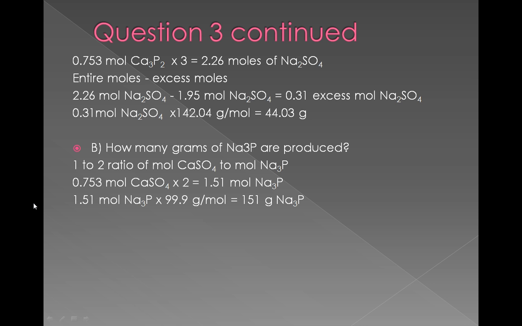Since there's a 1:2 ratio of moles of CaSO4 to moles of Na3P, you multiply the 0.753 moles of CaSO4 by 2, giving you 1.51 moles of Na3P. The 1.5 moles of Na3P gets multiplied by its molecular mass of 99.9, giving you 151 grams of Na3P.